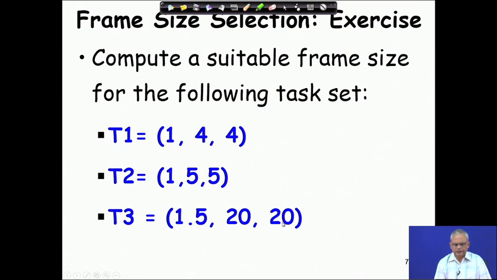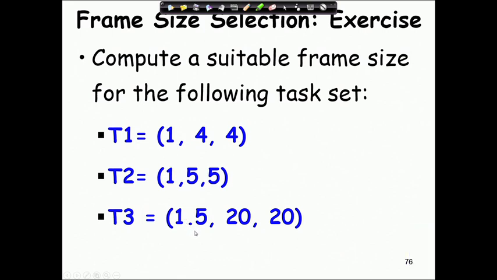The second constraint will put a lower bound on the frame size, which is that the execution time of each task must be accommodated in one frame, and that gives us that the frame size must be greater than or equal to each of the task execution times. So, 1, 1, 1.5, so the frame size has to be at least 2. So, 1 is ruled out. Now we have to choose between 2, 4, 5, 10 and 20.